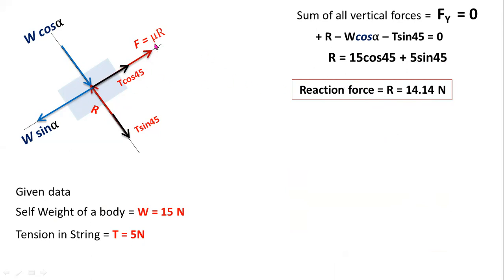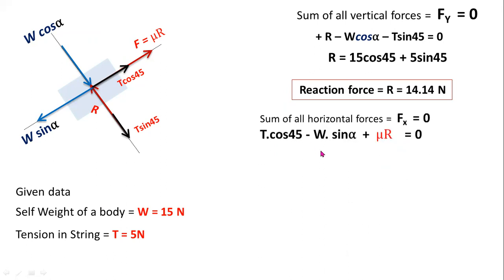For determining the value of friction, you have to resolve all the forces along the parallel plane. Now consider sum of all horizontal forces equal to 0. Here for right side direction, you have to consider positive sign. For left side direction, you have to consider negative sign. So these two are the right side direction forces, so you have to consider positive sign for these two forces. For this force, you have to consider negative sign. So plus T cos 45 plus mu R minus W sin alpha equal to 0.